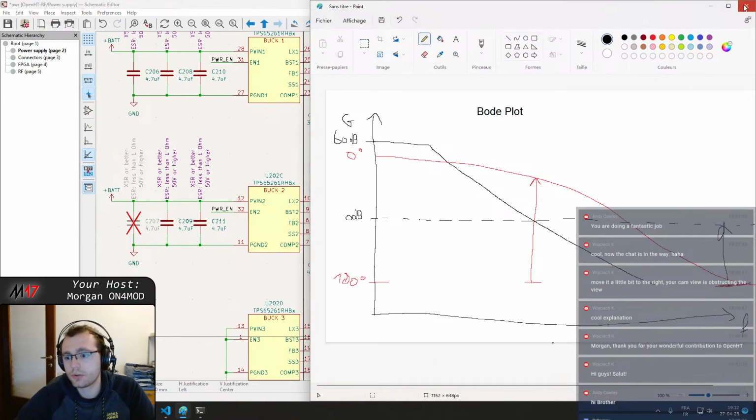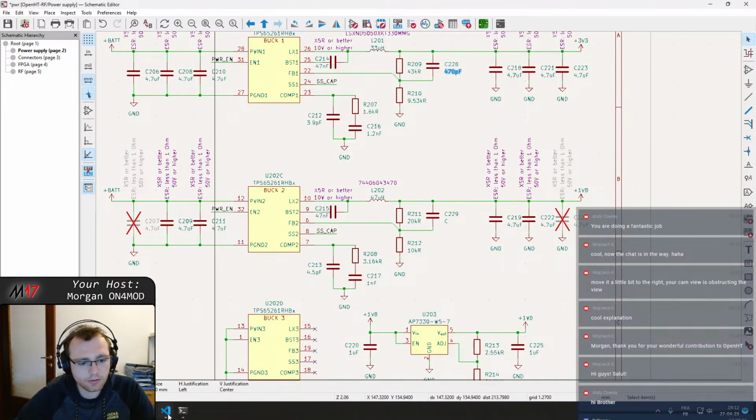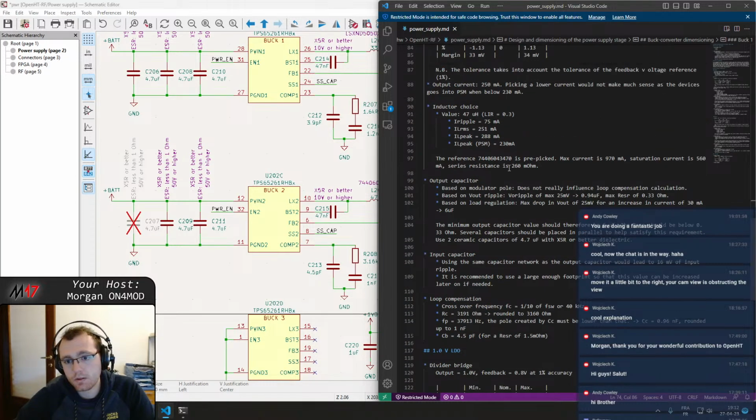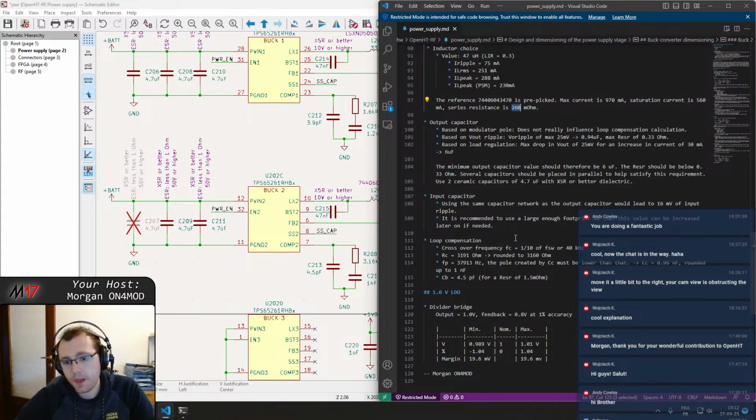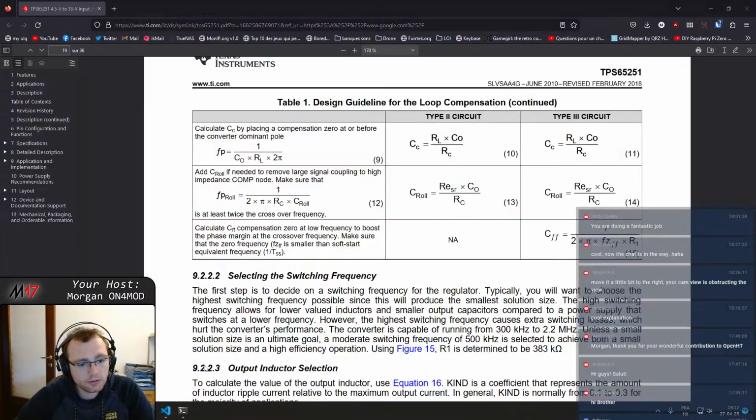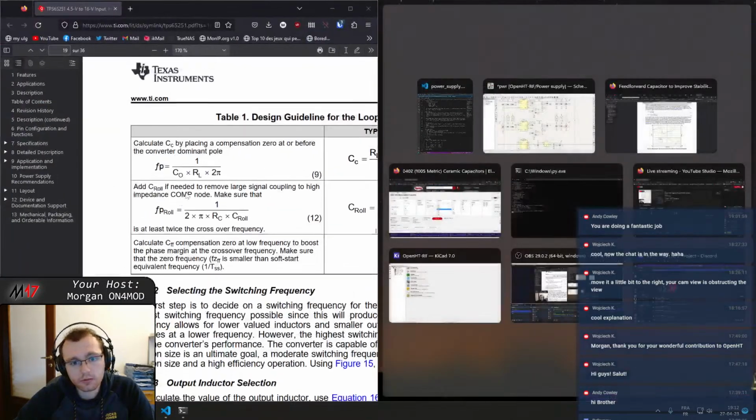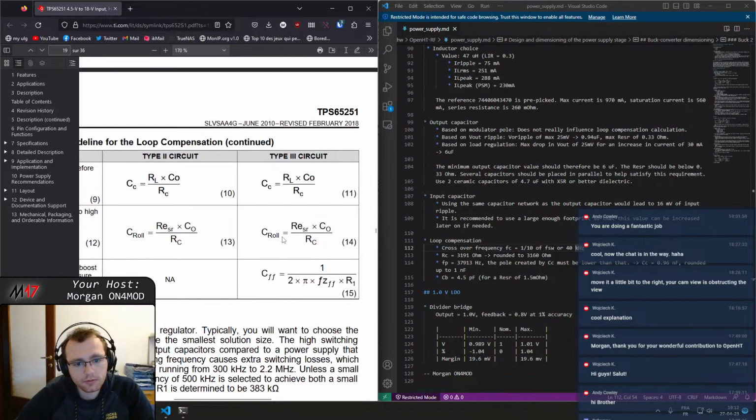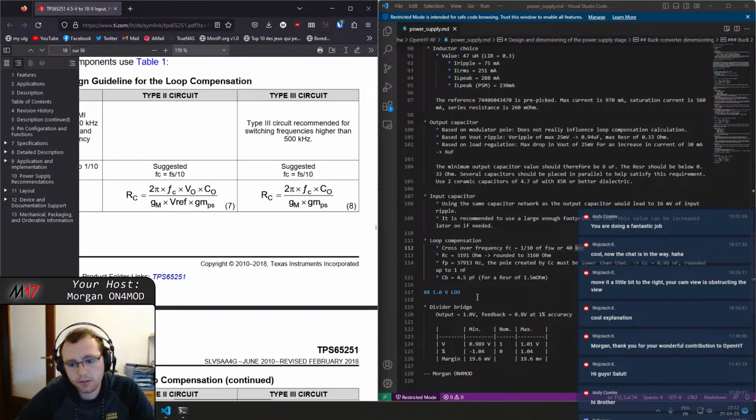Yeah, my very beautiful plot. Okay. Loop compensation. Okay. Compute again the values for RC.